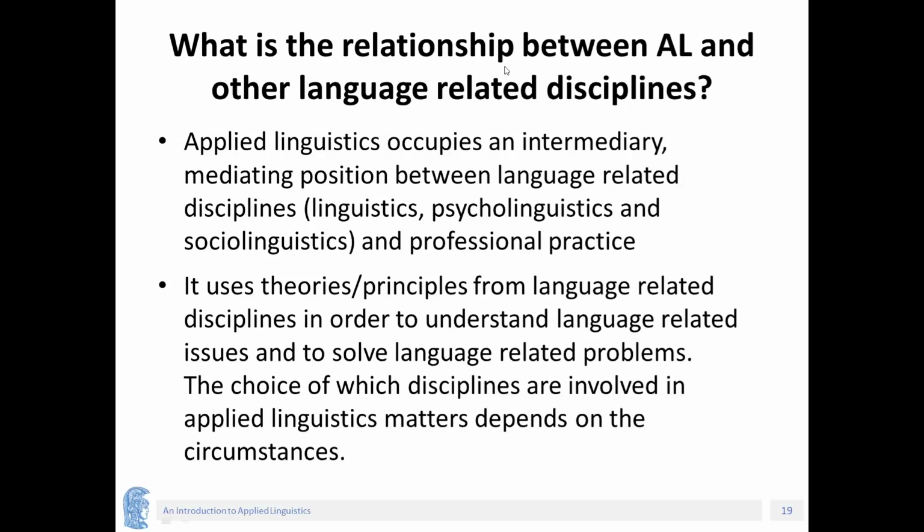What is the relationship between applied linguistics and other language-related disciplines?